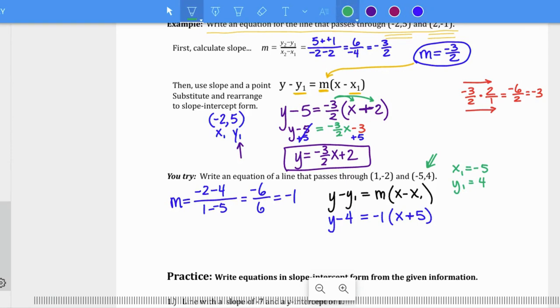Then the next step is to distribute to get rid of parentheses. I'm going to have y minus 4 equals -1x. And -1 times 5 makes it -5. Last move, I'm going to add my 4 over to this constant and end up with the equation y equals -1x. -5 plus 4 is -1. So I'm looking at the equation y equals -1x plus 1.